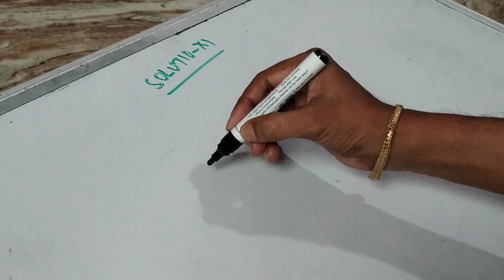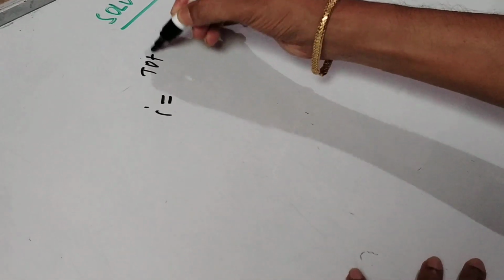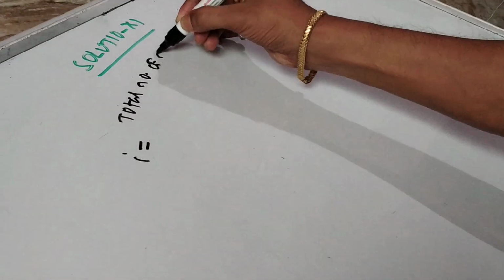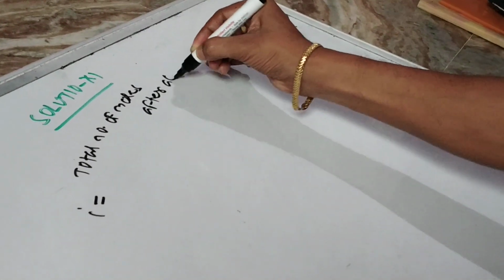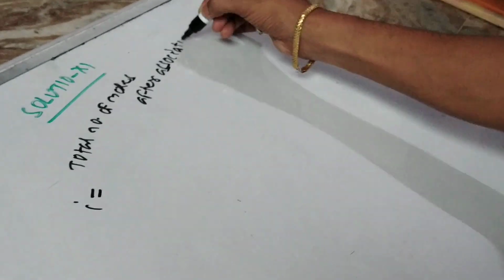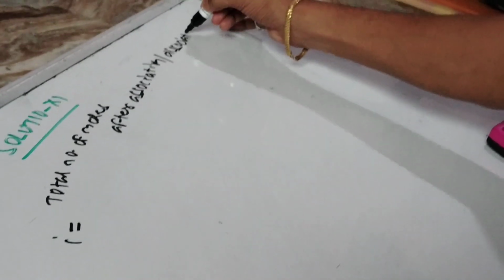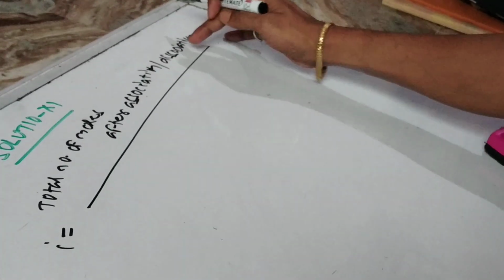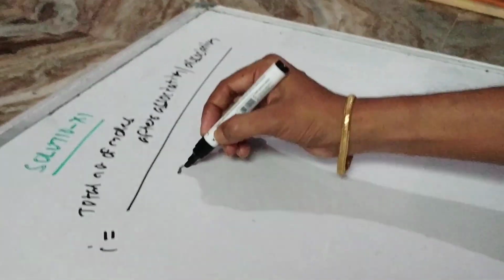Today we'll start the Van't Hoff factor calculation. So how to calculate the Van't Hoff factor? The Van't Hoff factor is represented by i. And how to calculate it? i is your total number of moles after association or dissociation divided by initial moles.